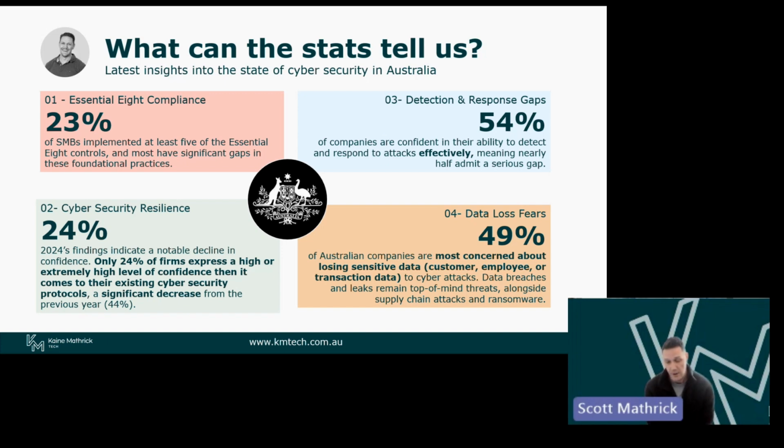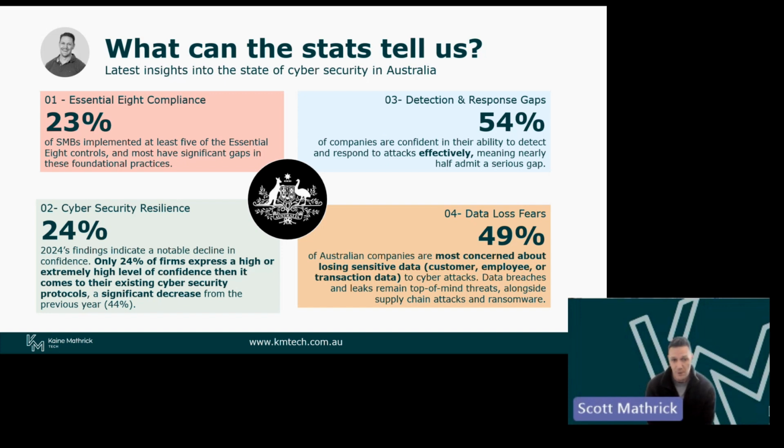Now, stats also tell us that if we turn on those 8 controls, we're 85% less likely to have a cyber security breach. So there's a good reason why the government have put that framework in place. 54% of companies are confident in their ability to detect and respond, so namely putting the red flags up when something goes wrong. So only about half of the customer base or companies in this report are confident that they can stop something when it happens. 24% of firms express a high or extremely high confidence when it comes to their existing cyber security platform.